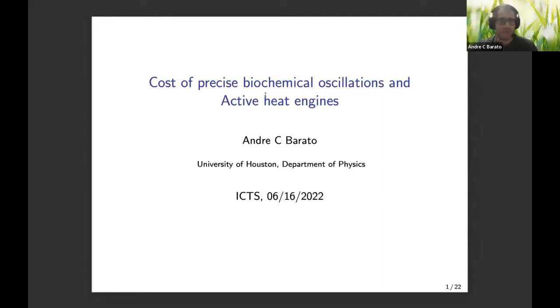So I'll talk about two different topics. One will be the cost of precise biochemical oscillations, and the other will be about active heat engines, and these would be periodically driven heat engines. The first one, Udo talked about in his talk, maybe he had one slide about it. I'll probably talk a little bit more about it. And the second one is a different one.